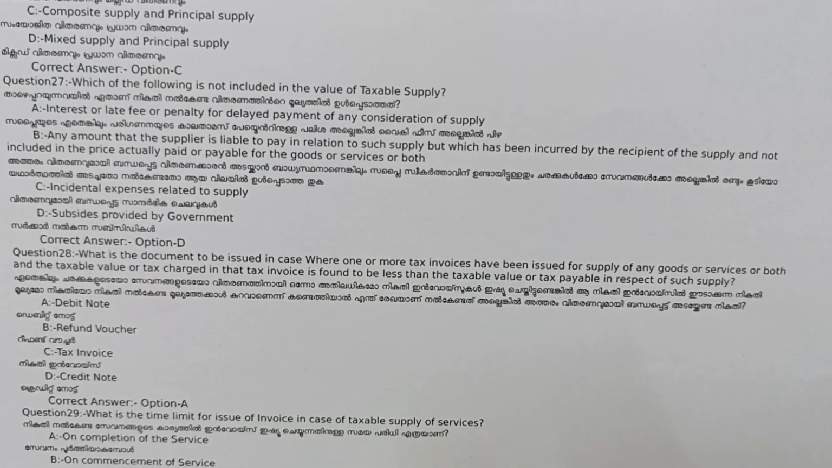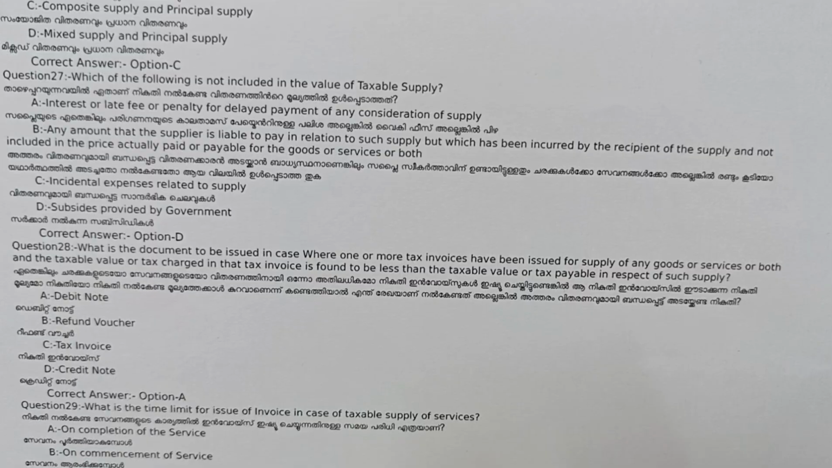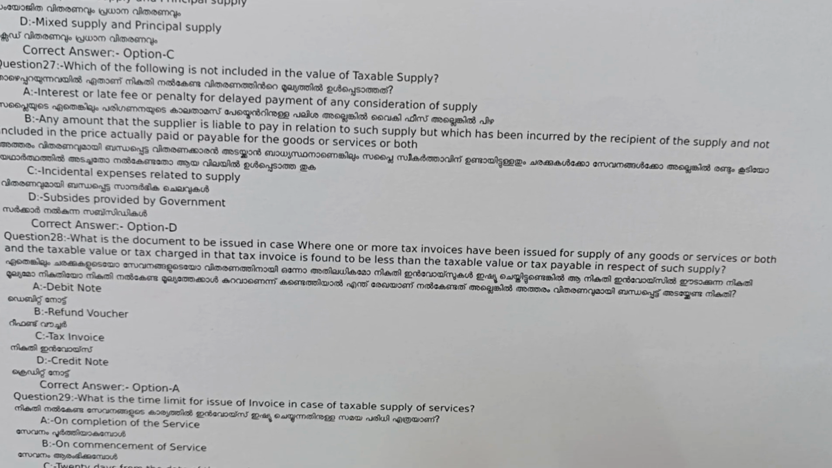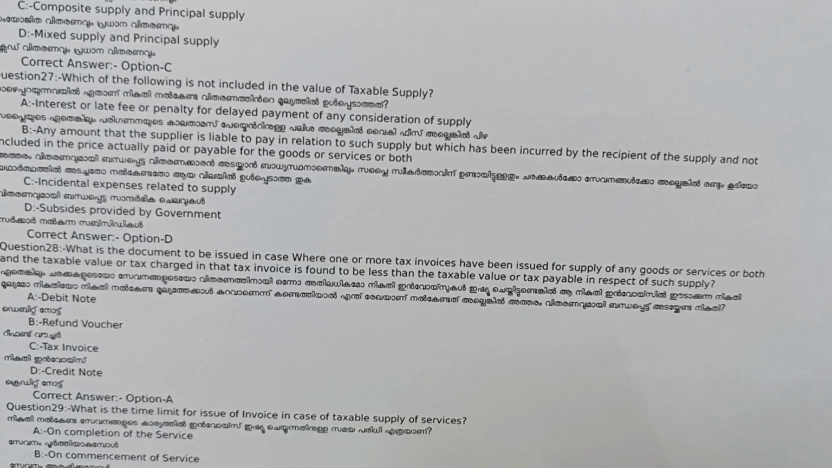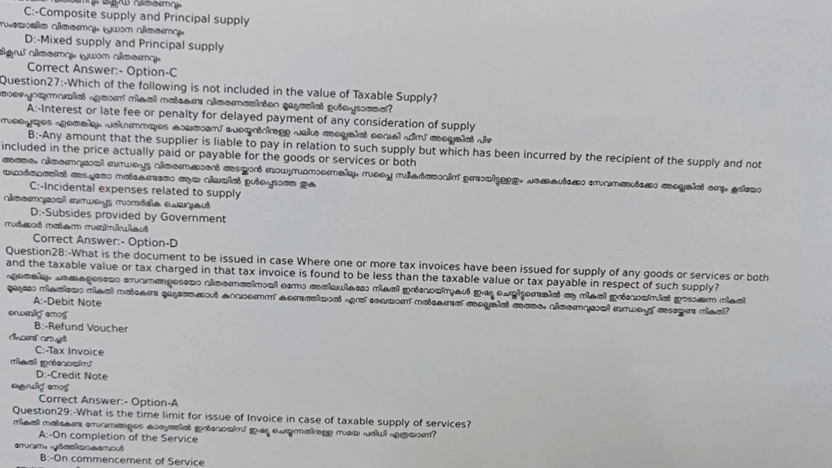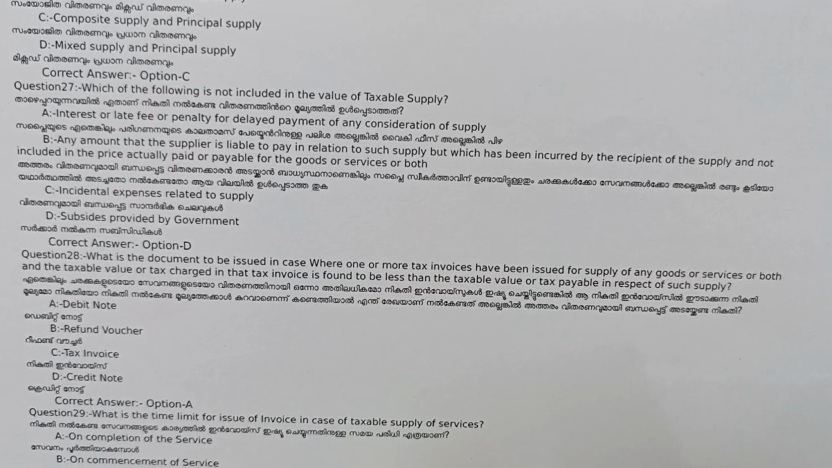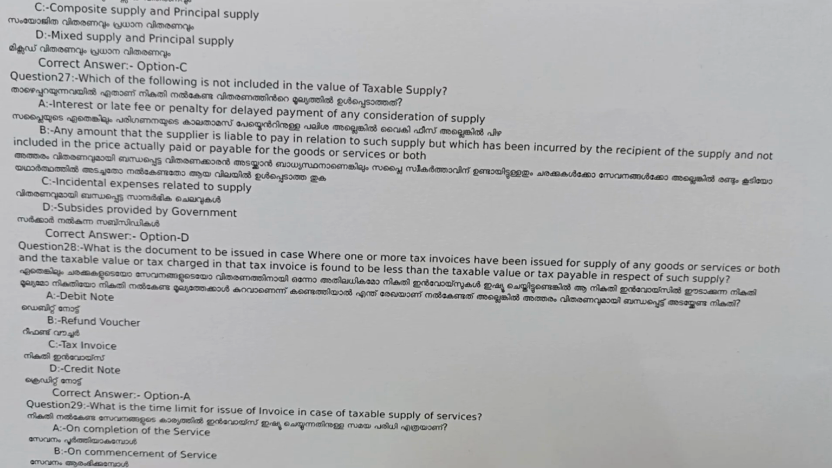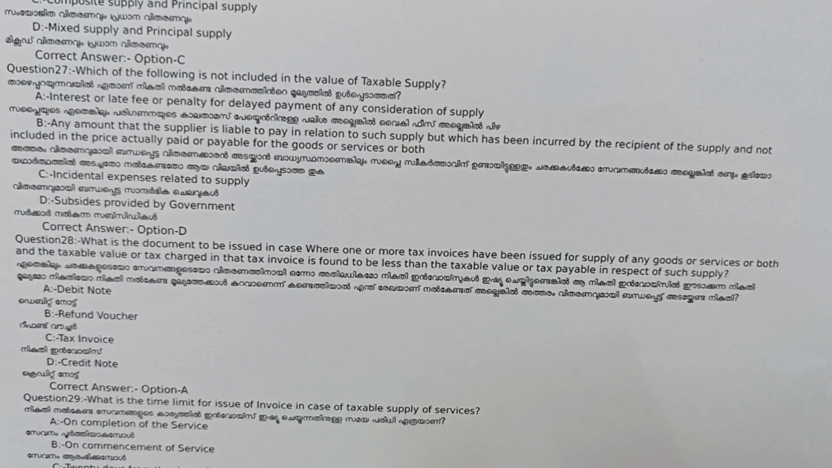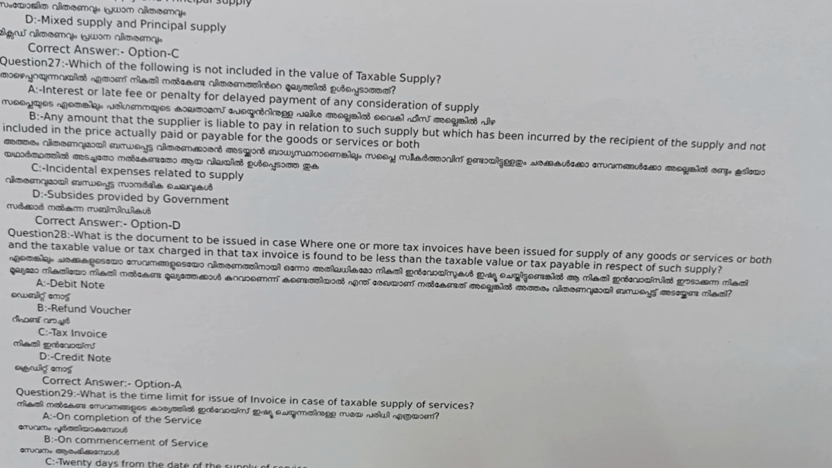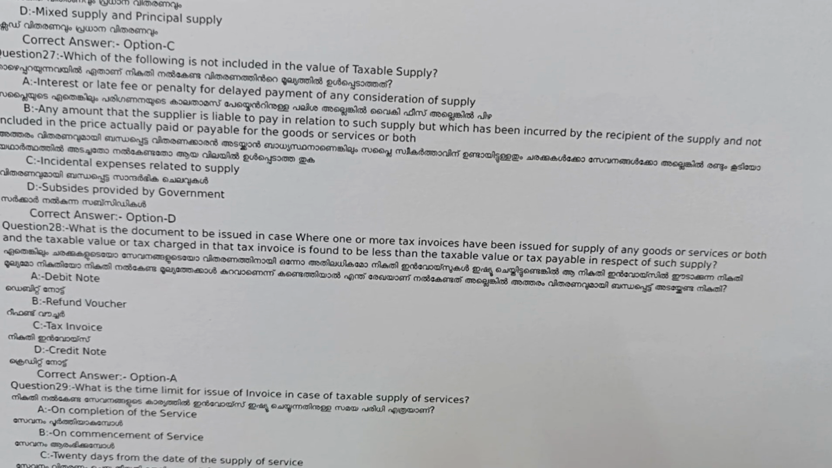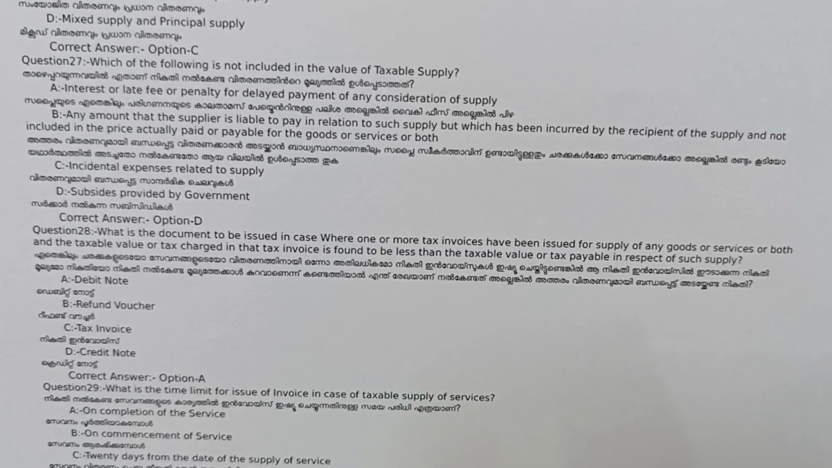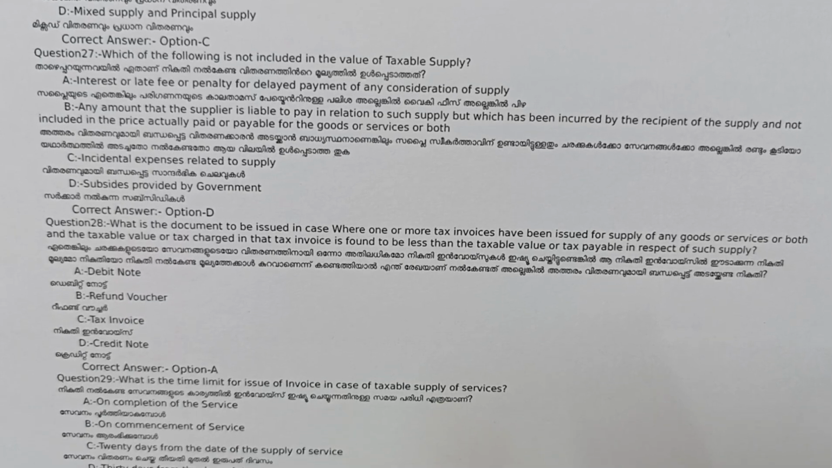Question number 28. What is the document to be issued in case where one or more tax invoices have been issued for supply of any goods or services or both, and the taxable value or tax charged in that tax invoice is found to be less than the taxable value or tax payable in respect of such supply? Correct answer option A, debit note.